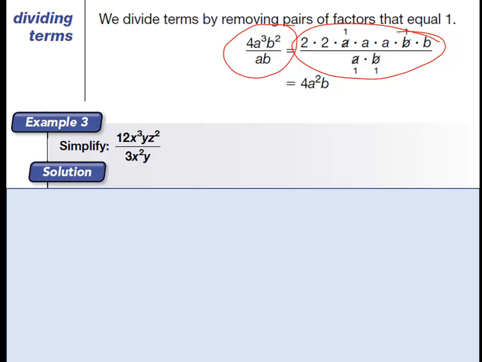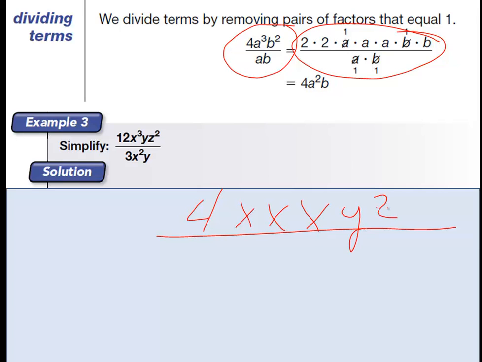Okay. For me, instead of doing a bunch of 2's and 3's with that 12, I just know that 3 goes into 12 4 times. So I know I'm going to have a 4 on top of my line. And I know my 3's gone away. So then on top I've got 4 times x times x times x times y. And I have a z and I have a z. At the bottom, I have an x and an x and a y.